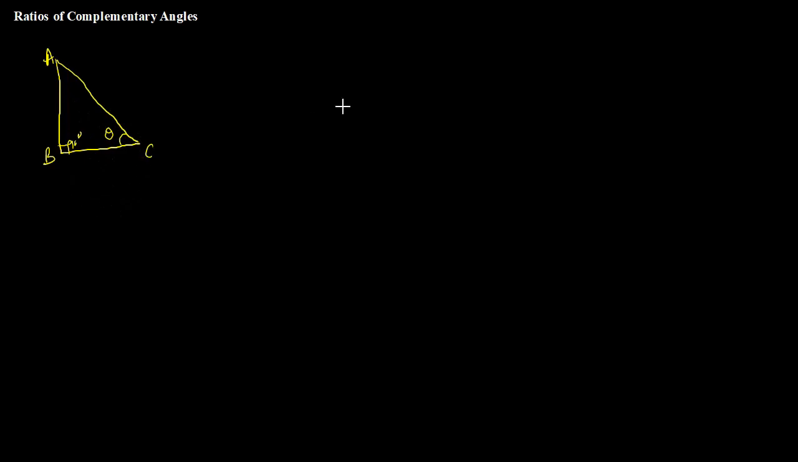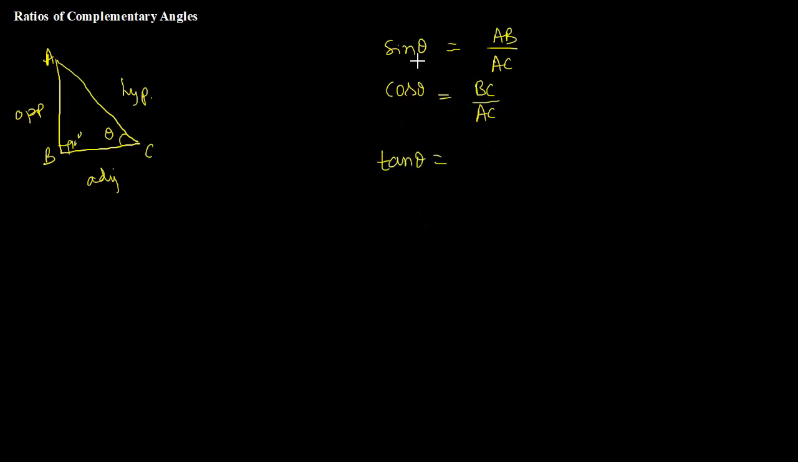If I'm going to do that, let's write what we know: sin theta, cos theta. So sin theta is opposite, so this is going to be my opposite, this is going to be my adjacent, and this is my hypotenuse. So sin theta is opposite AB by AC, and cos theta is adjacent, which is BC by AC. Then if I want to find tan theta, which is sin theta by cos theta, this by this is going to give me AB by BC.